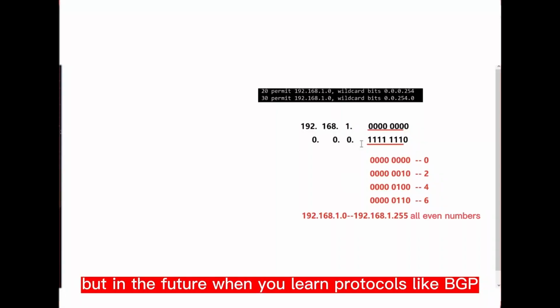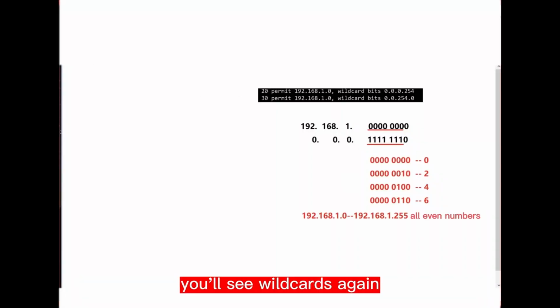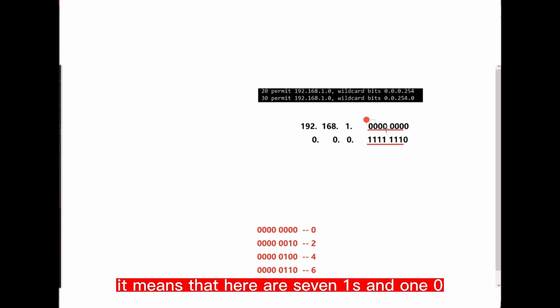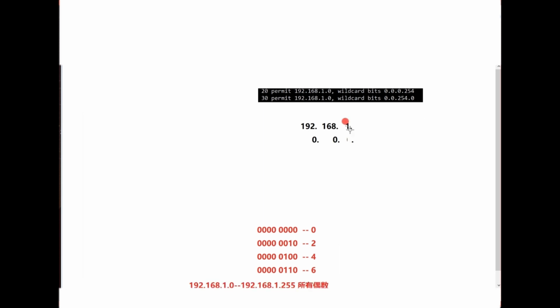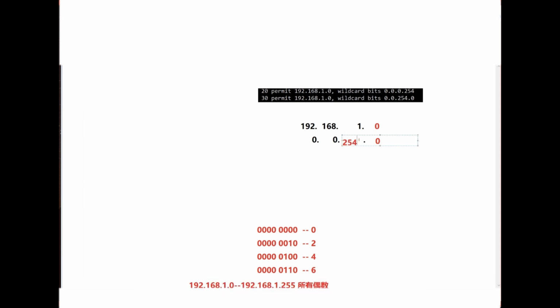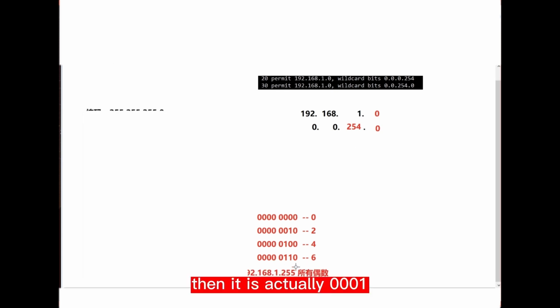But in the future when you learn protocols like BGP, you'll see wildcards again. So now let's briefly talk about this 254. In 254, the last bit is 0: seven ones and one 0. This represents that the last digit is fixed, and the last bit in 254 is 0, so it is actually 0001.